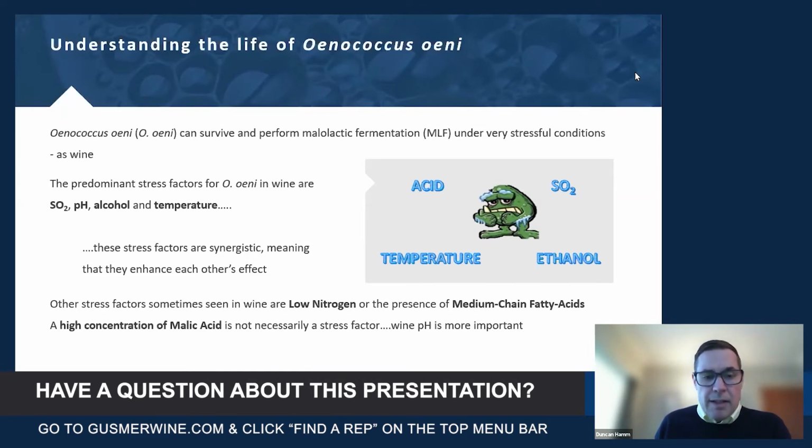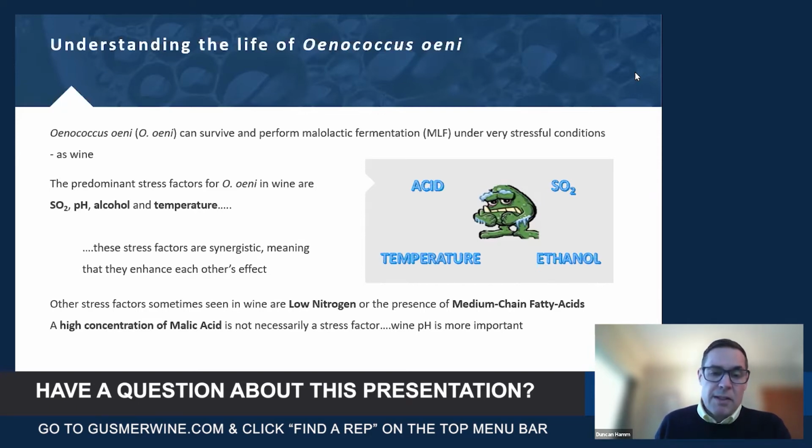Just one other comment. I sometimes see press saying that a high level of malic acid is actually bad for bacteria. We would actually dispute that. Having a high concentration of malic acid can be a really good thing for malo. The really important factor is the pH. Often wines that do have high malic levels do have a low pH, but not exclusively so.